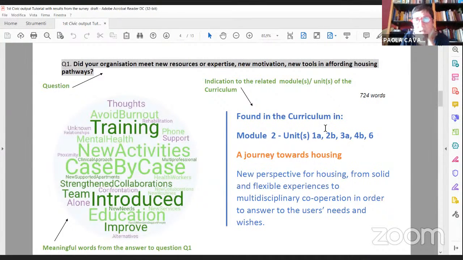But I think that we can look at these results from two different points of view, with two different goals. One is to investigate what happened during the pandemic. So I found interesting and very appropriate some keywords for each question. For example, here the question number 1, did your organization meet new resources and expertise, new motivation, and so on? About thoughts, training, new activities, case by case, introduce, improve, avoid burnout.